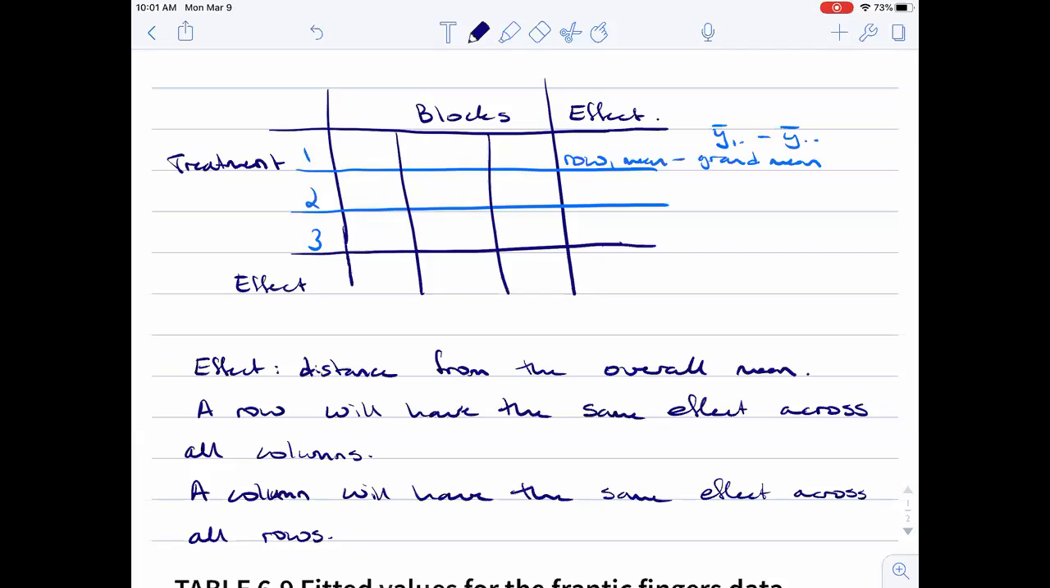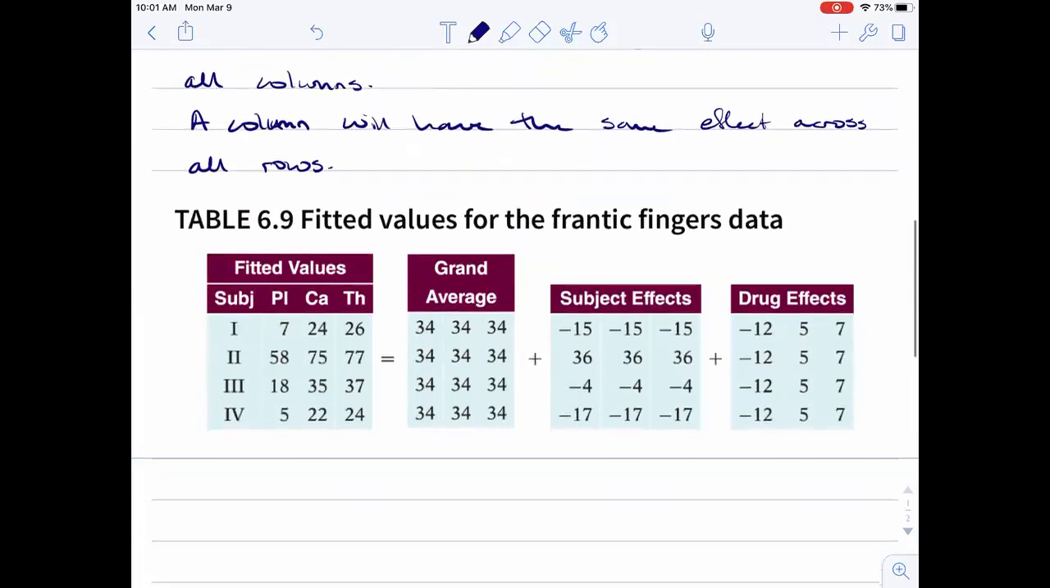And so, the distance. In general, the effect is the distance from the overall mean, whether that's the distance of the column mean from the overall mean, or the row mean from the overall mean. That depends on which one you're talking about. So this -15 says that for row 1, for block 1, that mean is 15 below 34.